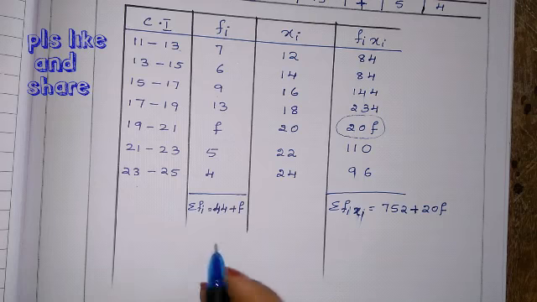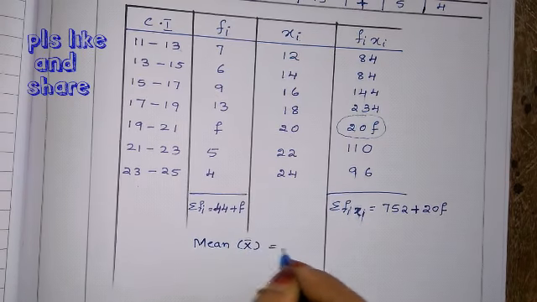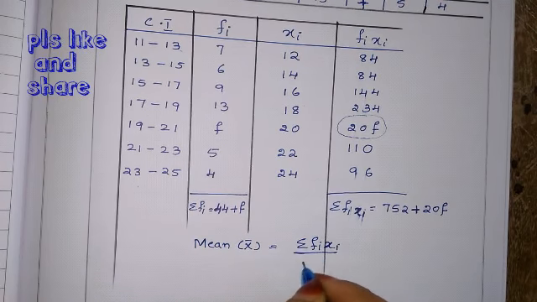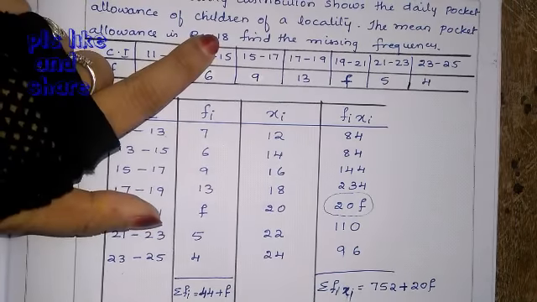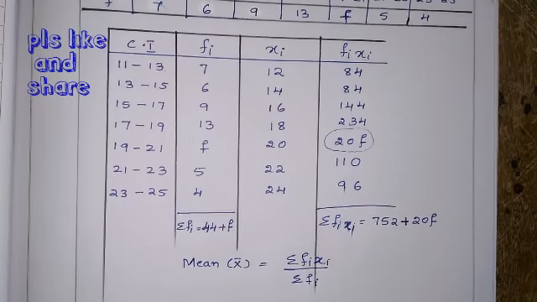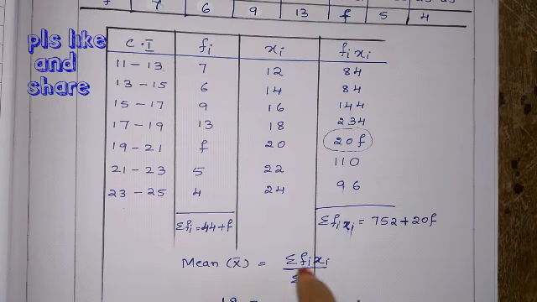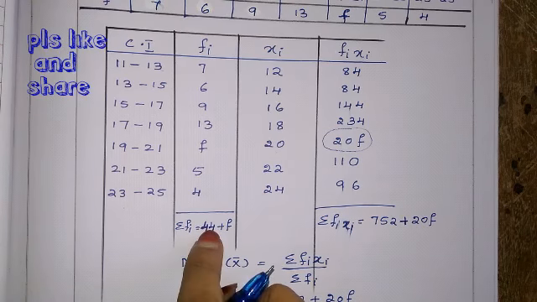Okay. So this is about sigma fi and sigma fi xi. Let us write the mean formula. Mean is equal to sigma fi xi by sigma fi. Here in the question, the mean they have given is 18. In the mean place I will write 18 because it is given in the question. Sigma fi xi is nothing but 752 plus 20f, upon sigma fi, which is 44 plus f.